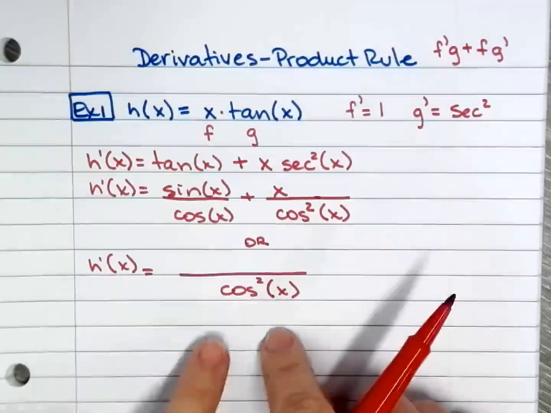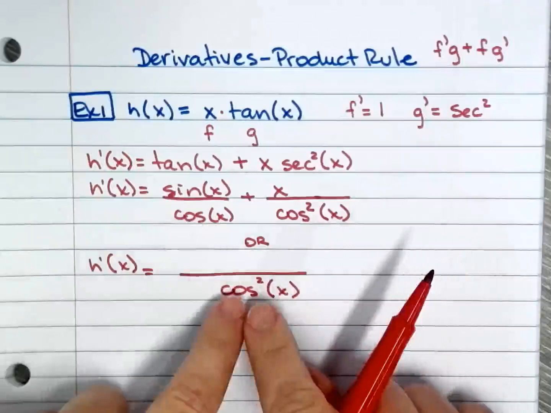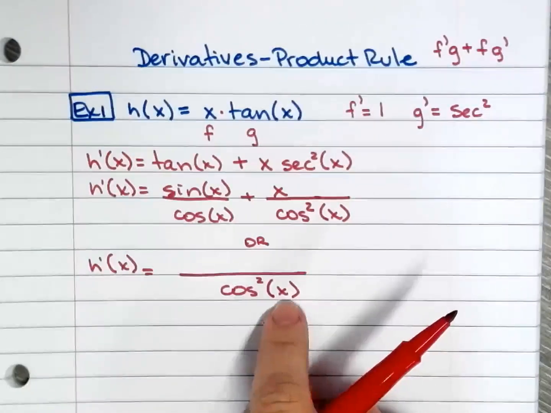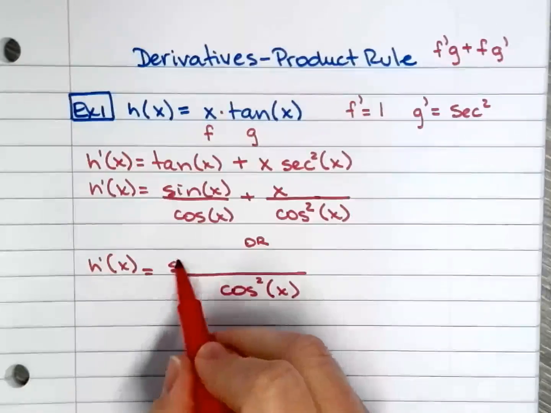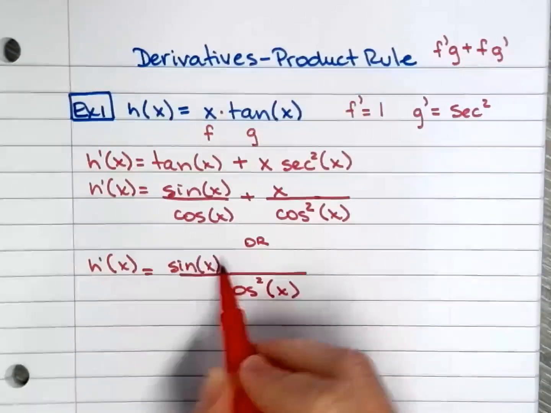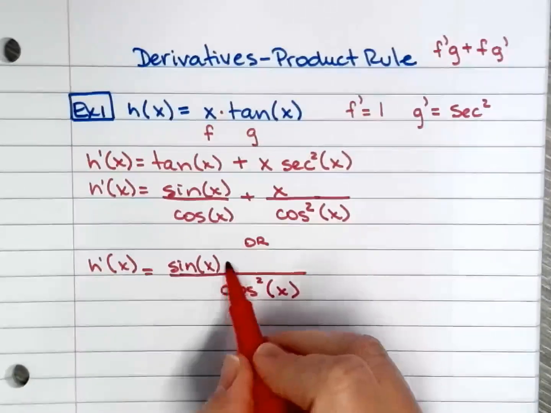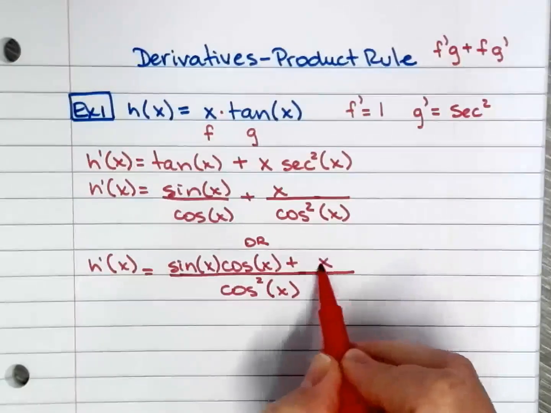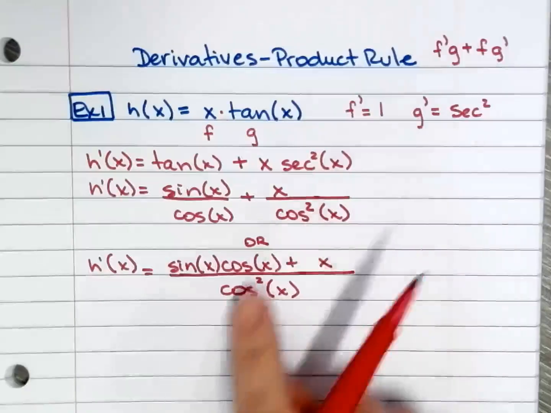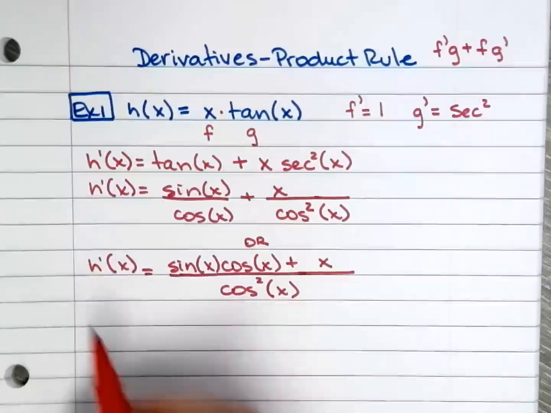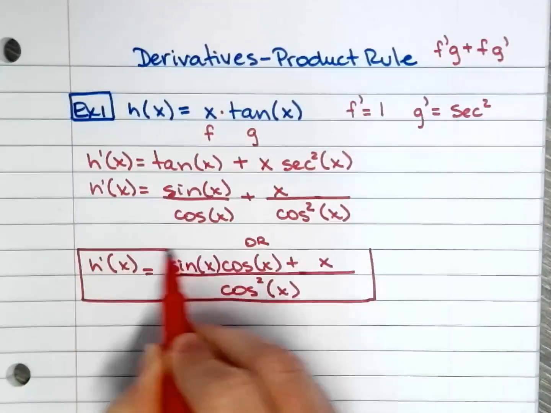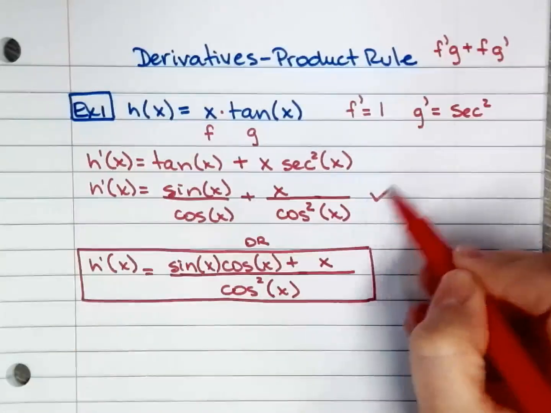But if you want to go a little bit further, you can just write them both under one common denominator. So cosine squared will be the common denominator. Then you just need to fix the numerator. So that will be sine times cosine, and then plus x. This one doesn't change because this was the original denominator to begin with. So this one or this one.